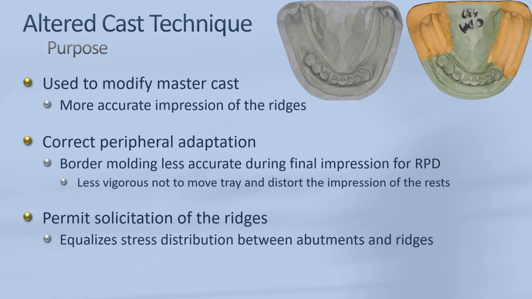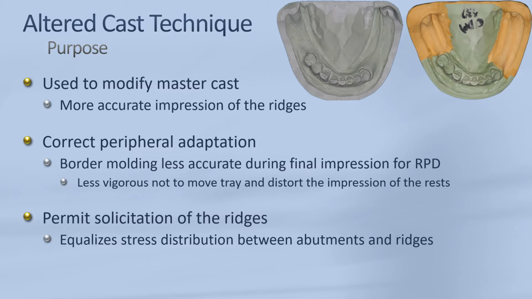The other good reason for doing that, and perhaps the best reason why we would want to do an altered cast impression, is to solicit the ridges a little bit more. For instance, if a patient had a ridge that is very fibrous and very compressible, very mobile, if we were to take an impression in a static manner, we could have a very tall ridge which will collapse when we put any pressure on it and therefore will not support the bases very well.